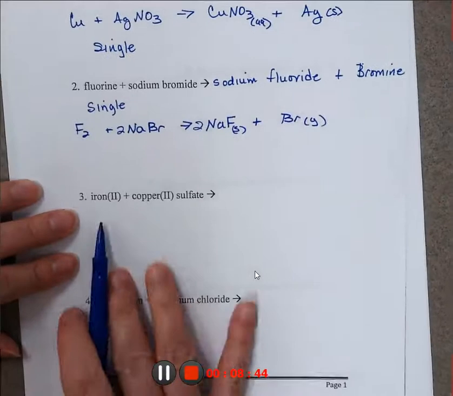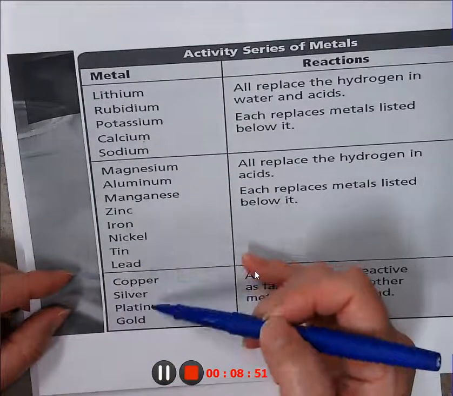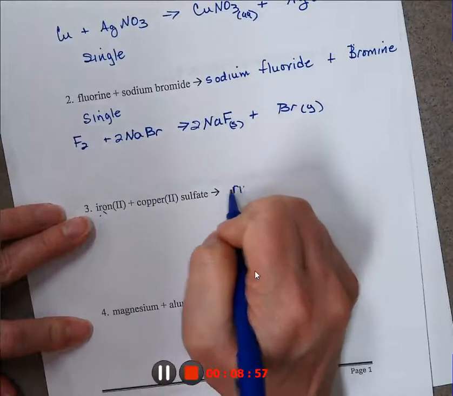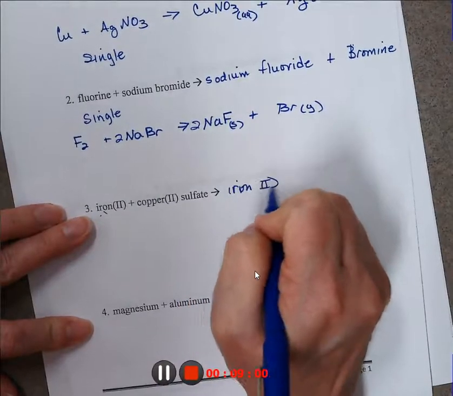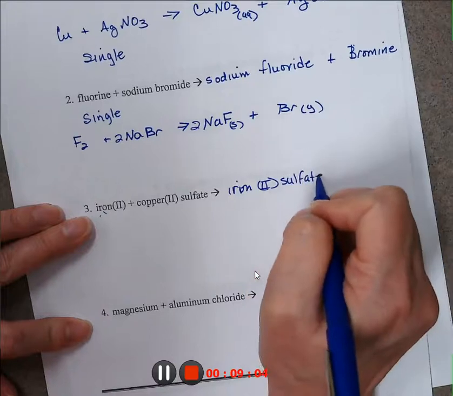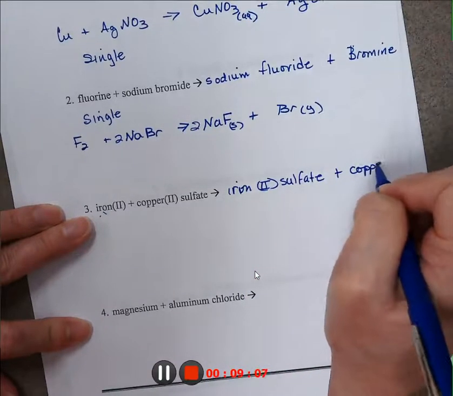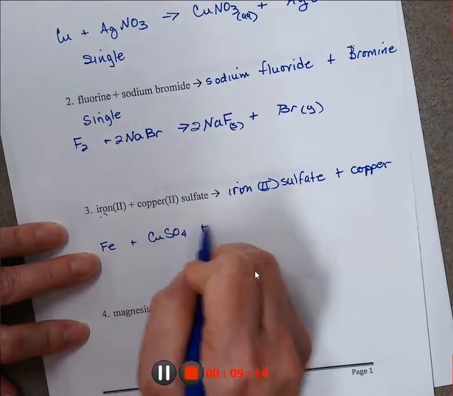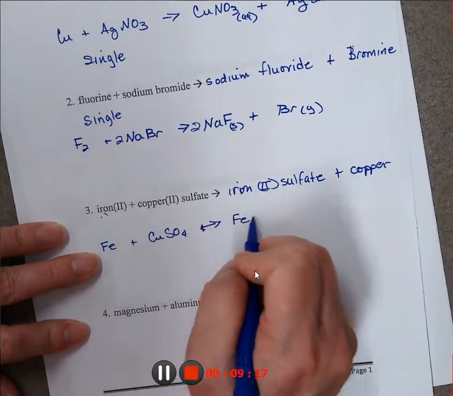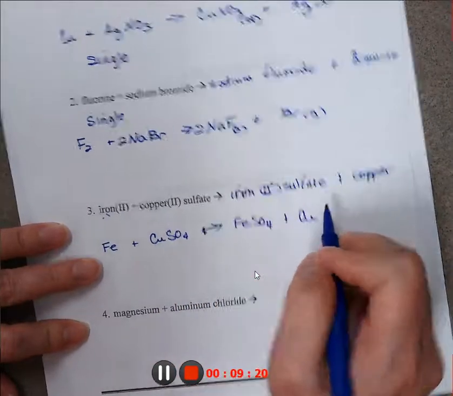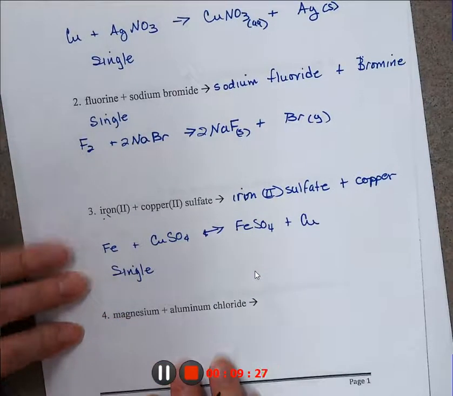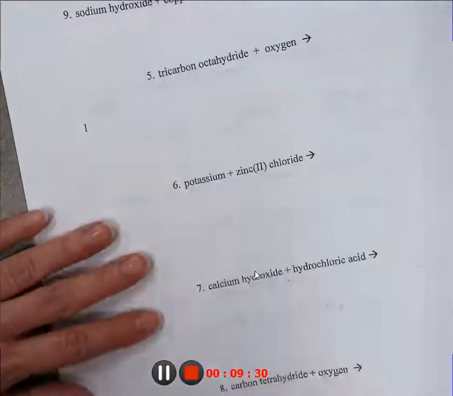Okay. And then we have iron reacting with copper 2 sulfate, and I see from my little list that iron can replace copper. So we're going to make iron 2 sulfate and copper. And that's balanced, and that's another example of a single. Okay. Let's see, what do I got here?